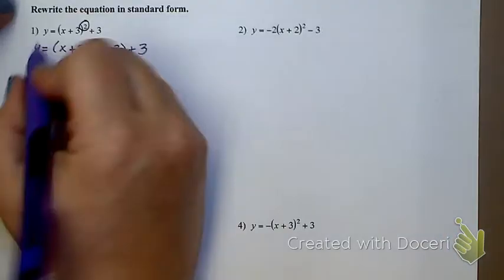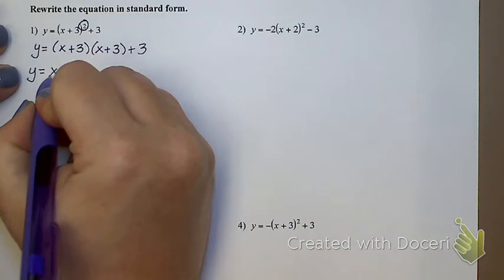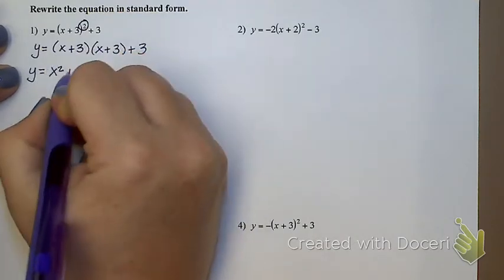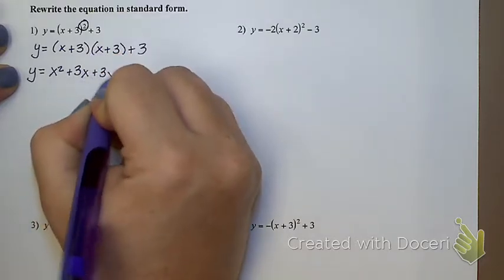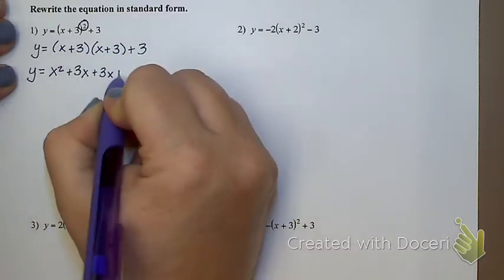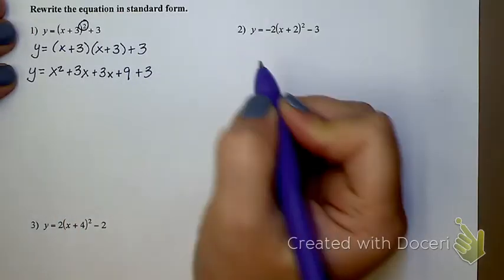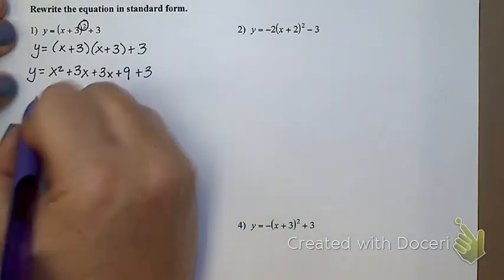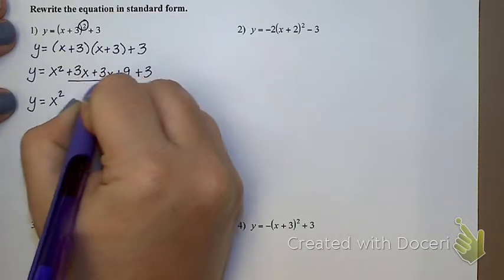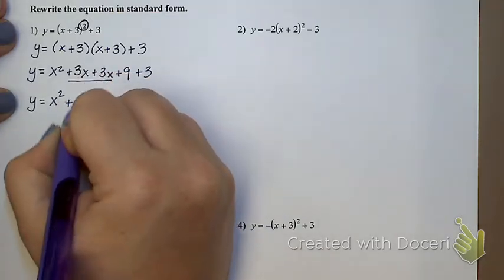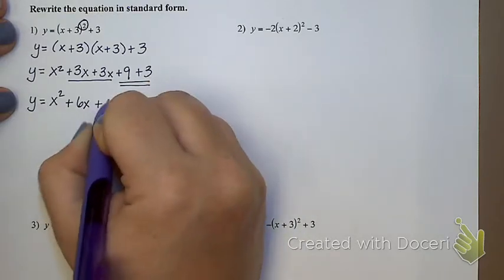I'm going to use the distributive method. So let's see, x times x is x squared, x times 3 is 3x, 3 times x is 3x, and 3 times 3 is 9. Then I have this plus 3 hanging out at the end. Last step, combine my like terms. So I have x squared, 3x and 3x is 6x, and then 9 and 3 is 12.